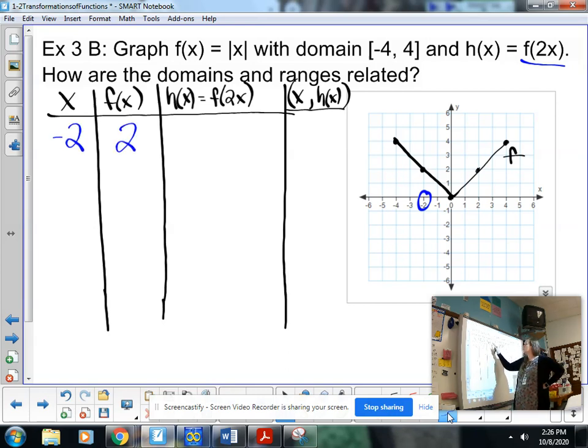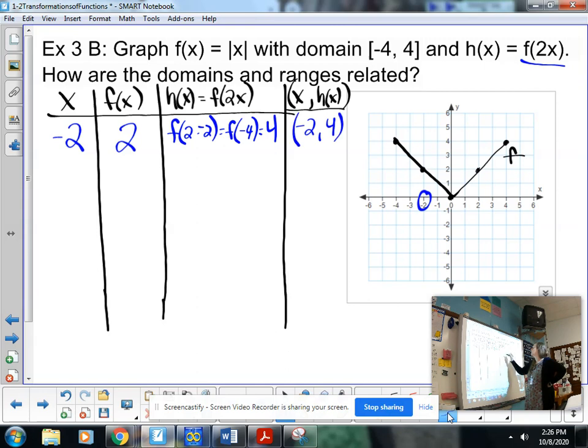So our h value is going to equal f of 2 times x. So that says f of 2 times -2, which is f of -4. And according to the original function, f of -4 is equal to 4. So this is the ordered pair -2, 4. It's going to be right there.